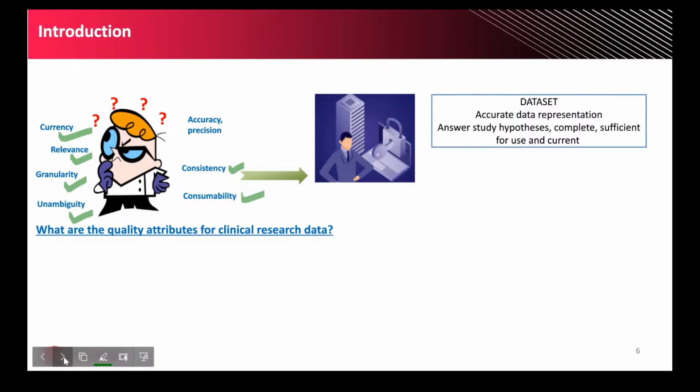So for clinical research data, quality may therefore be referring to a data set that accurately represents the data points collected from the subject, has acceptable completeness, is defined sufficiently for use, is current, is attributable, and contains relevant data at the appropriate level of precision to answer the study's primary hypothesis.